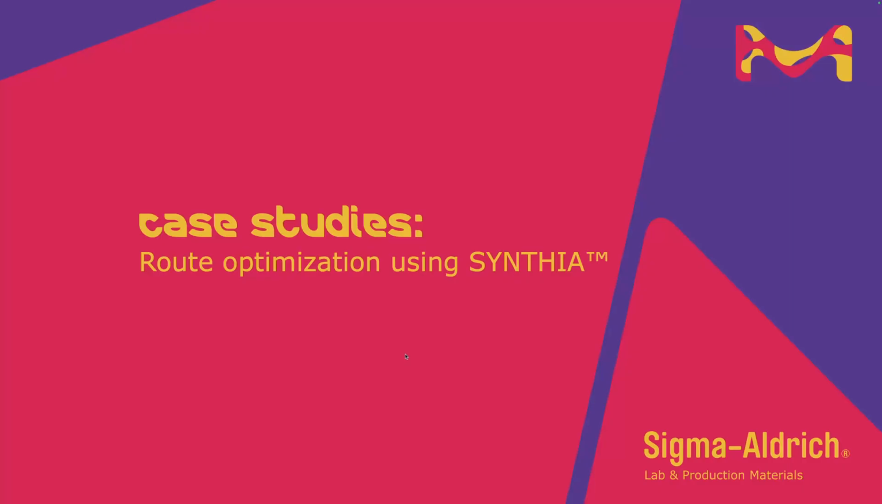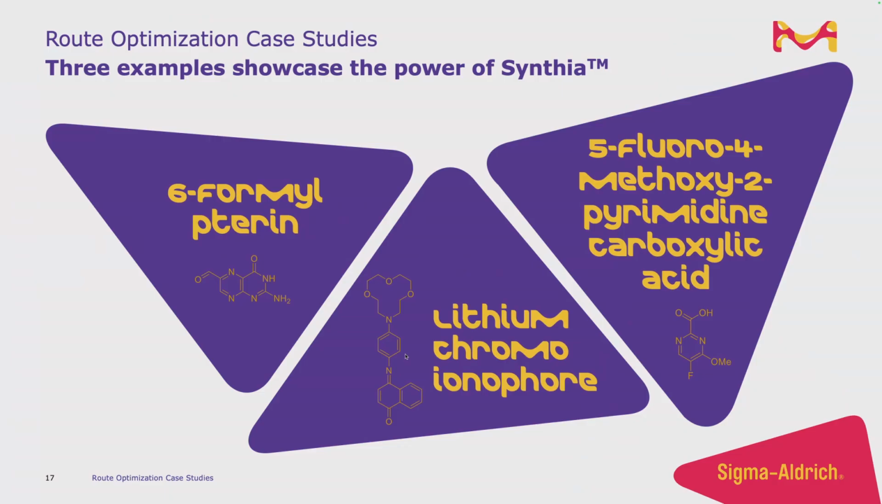And so to highlight that, I really want to go through a few case studies, which are real world examples where we actually used Synthia to optimize routes to some of our products. So these are coming from our lab in Bangalore. All of our chemists have access to Synthia to use in their daily work. And so these are just a few recent case studies that I want to share here. So I'm going to go through 3 compounds: 6,4-malterin, this lithium chromoionophore, and this 5-fluoromethoxypyrimidine carboxylic acid.